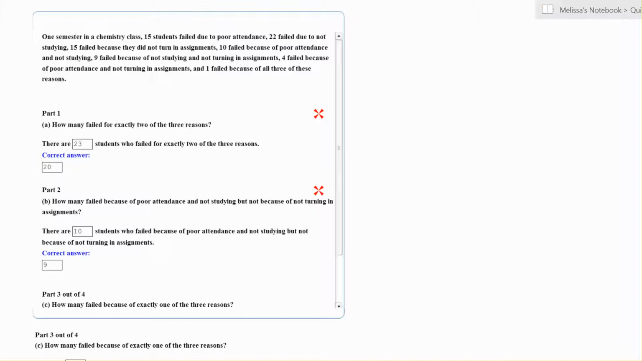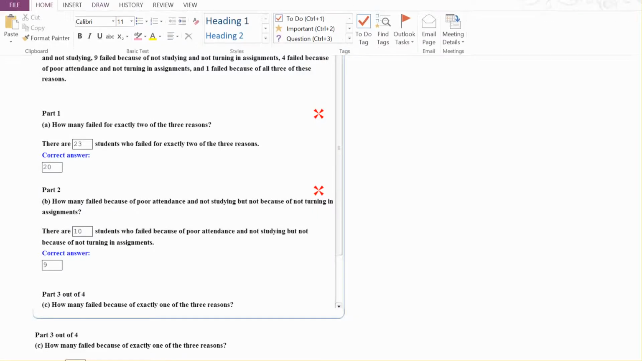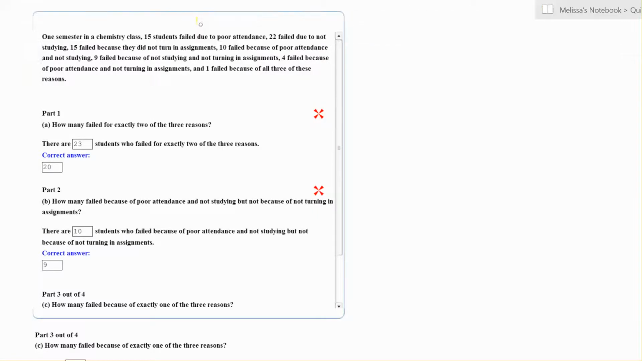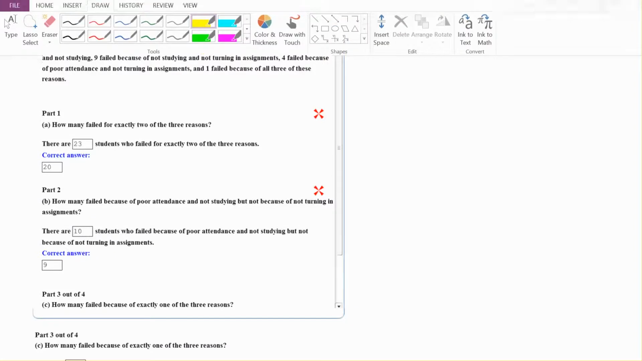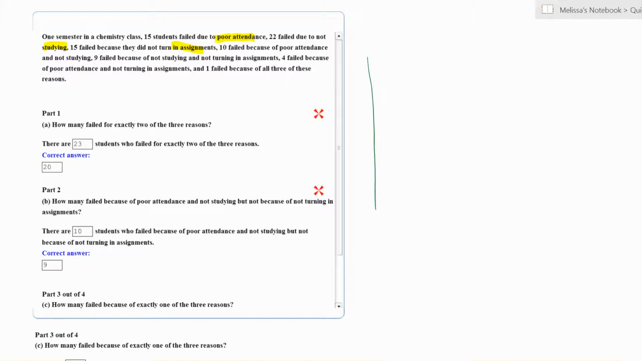In this example, we're going to draw a Venn diagram. Now, this particular problem has three different sets. We have students who failed due to poor attendance, students who failed due to not studying, and students who failed because they didn't turn in assignments. So we're going to create a Venn diagram for the survey with these three sets.